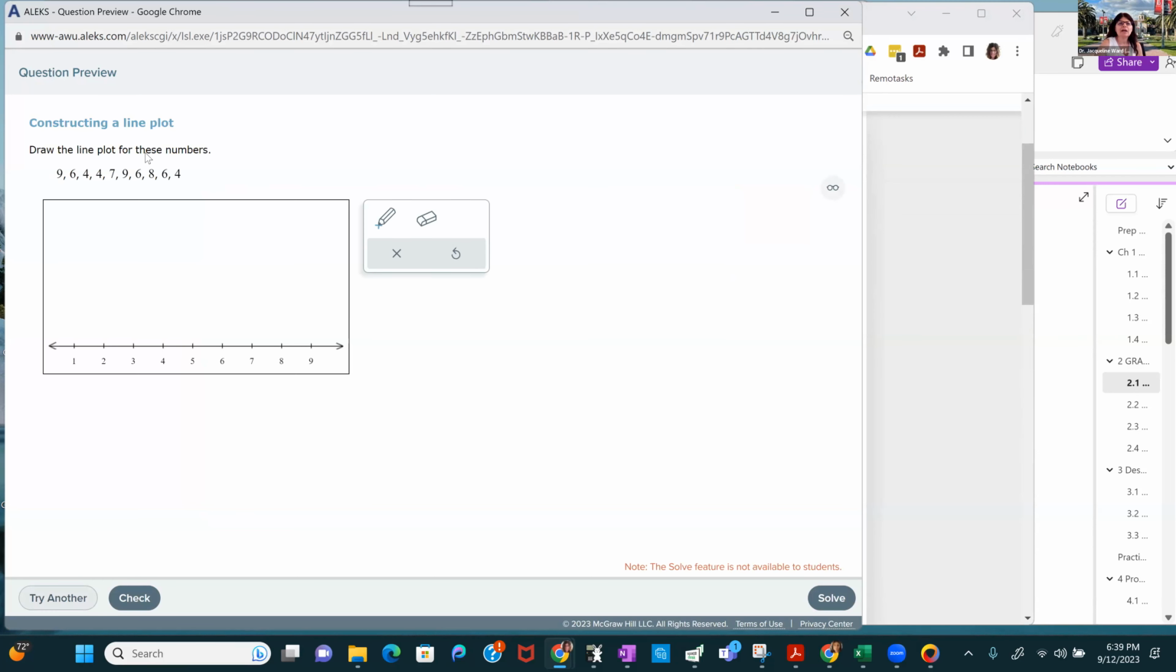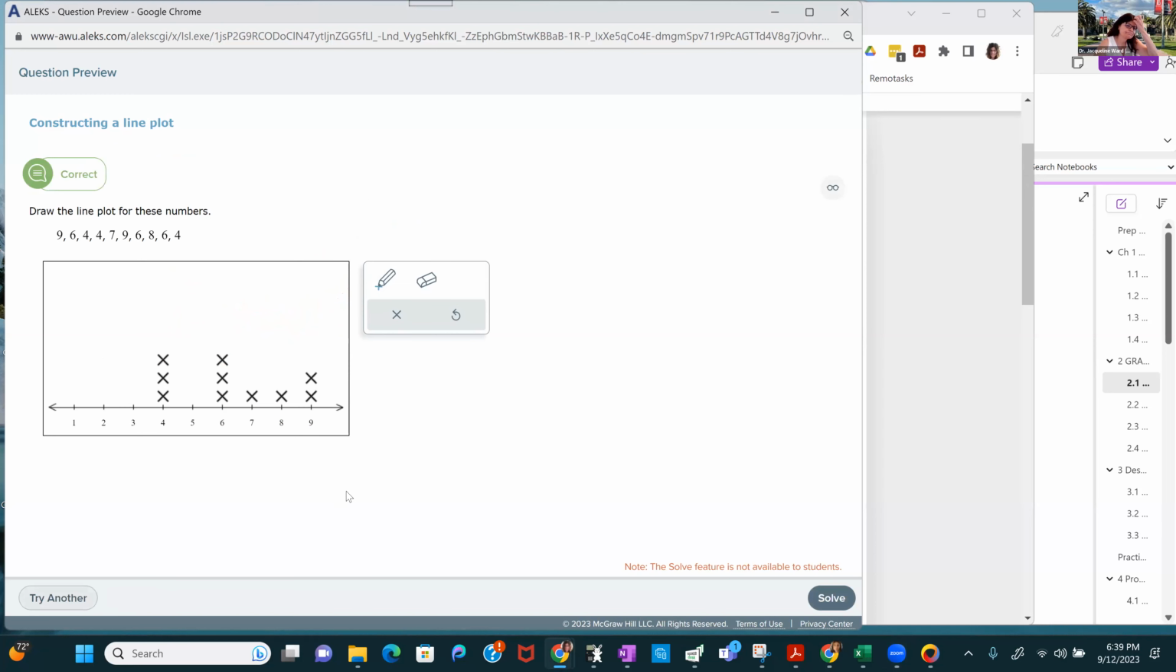The first one here is to draw a line plot for these numbers. So you grab the pencil, you've got the real number line here, and there's 1 for 9. So anywhere over the 9, you can click and it puts the X there. And then for the 6, then we have 2, 4. So you click twice. 1, 7. There's another 9, another 6, an 8, a 6. And a 4. Okay. So that I think is pretty straightforward.